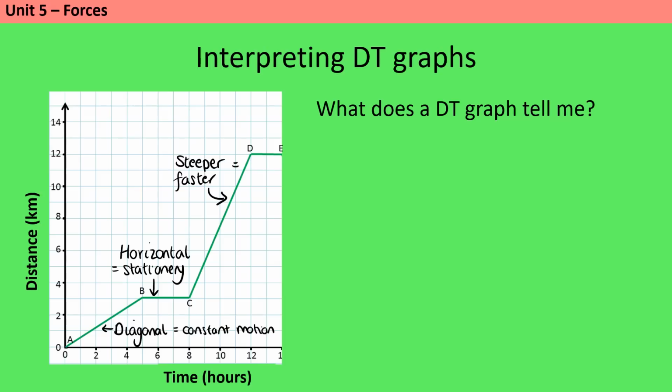Now, in terms of numerical calculations, we know that speed is distance divided by time. So at any particular point on this graph, we can use the gradient of the graph to work out what the speed is. So for instance, if I wanted to calculate the speed from C to D, I know that I need to do distance divided by time.